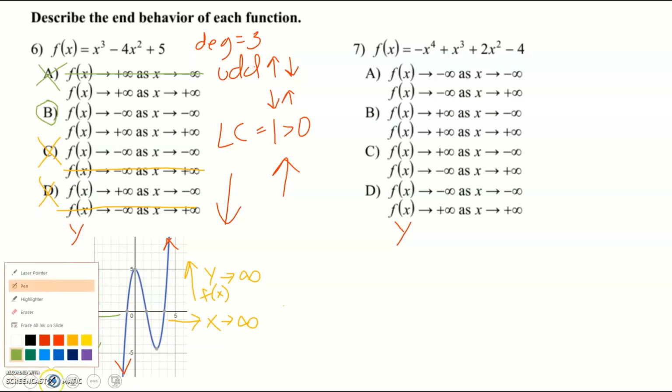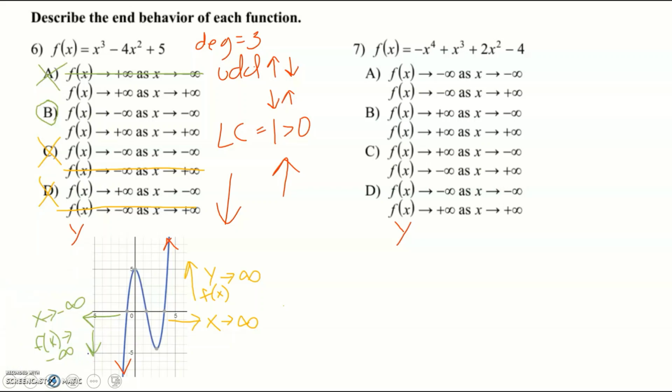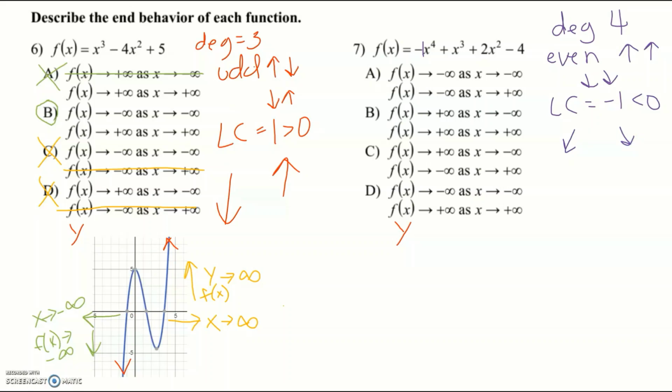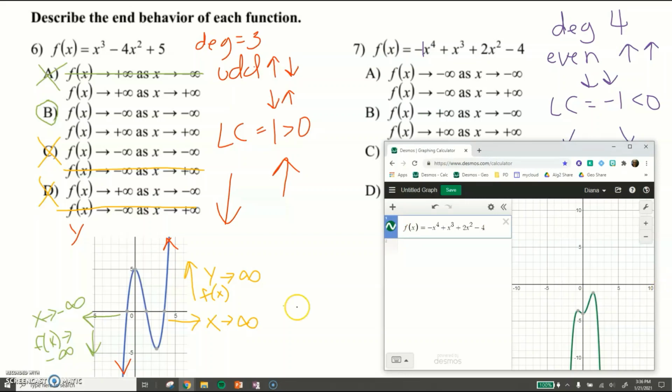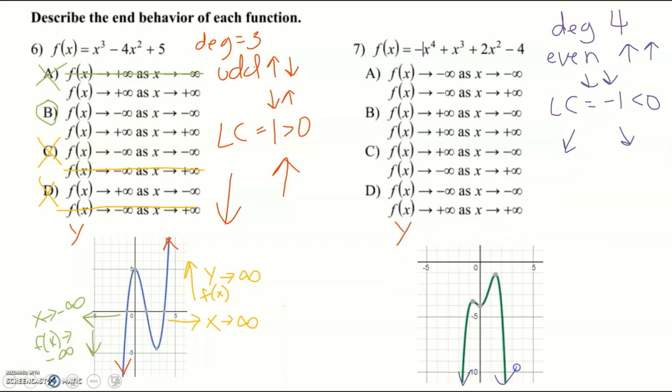Number 7, we could go through the same idea. Right, in this case, we have a degree of 4, so it's even, which means that both sides go up or both sides go down. And because our leading coefficient is equal to negative 1, your leading coefficient, remember, is your number in front of your highest degree term, that tells us, since it's negative, that it's actually going to be going down on both sides. But we can double check our graph with Desmos, which I already did. Right, it's right here. I plugged it into Desmos. And we can look at the graph that way. So yes, Desmos does confirm that we go down on both sides.